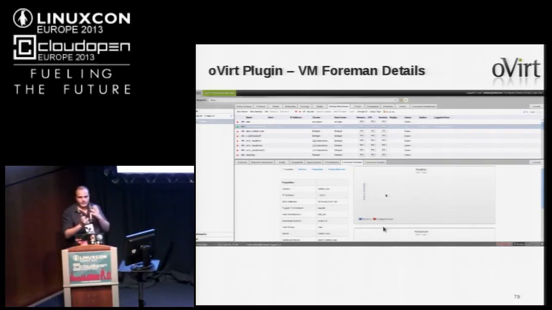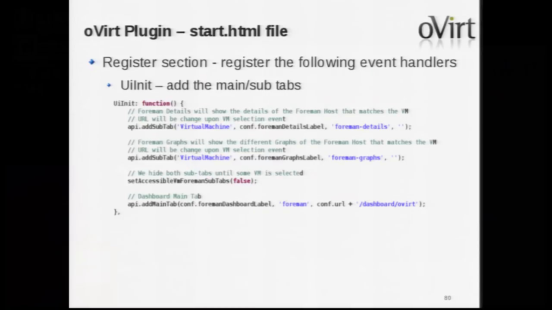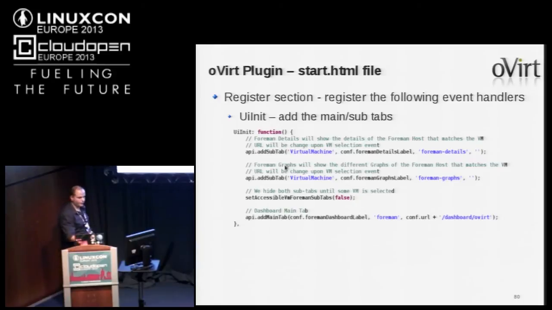So is the flow clear? So that's another use case. So again, as I said, add the subtab. I added two subtabs here, one for details and one for graphs. I created a helper function to hide or show the subtabs, not really important in that matter. And I added a new main tab to contact the dashboard. Now, I also used a configuration of the plugin in order to contain the URL of the Foreman server I'm working with. So just a good use of the configuration.